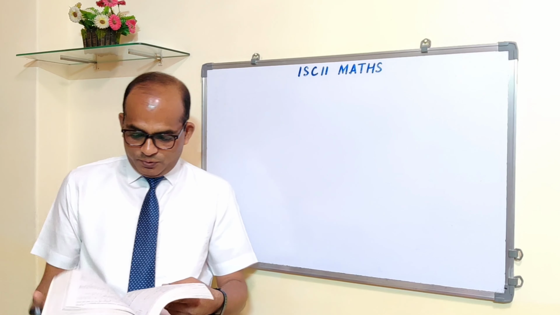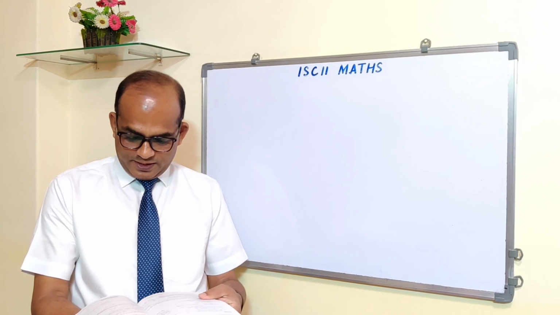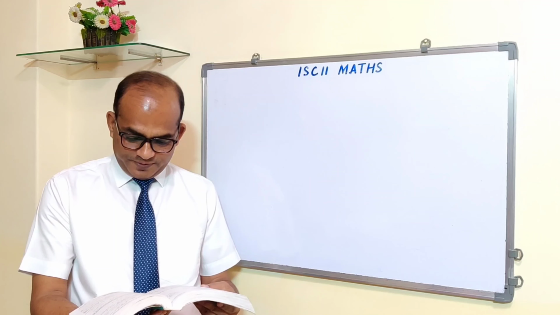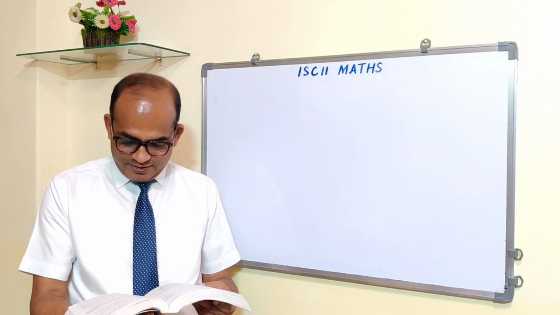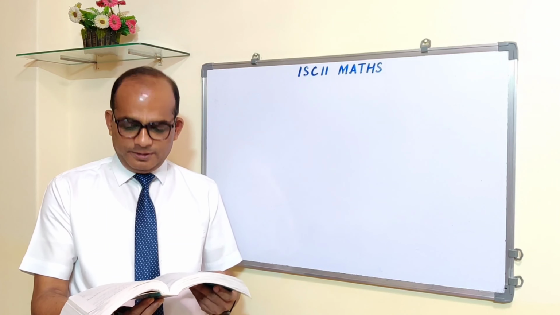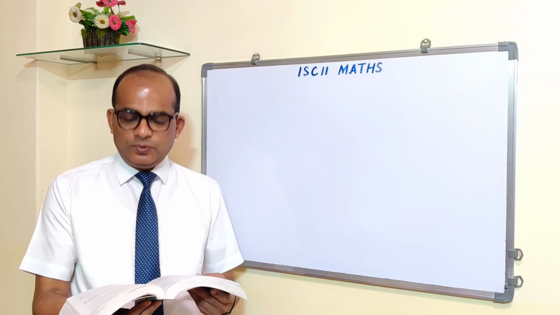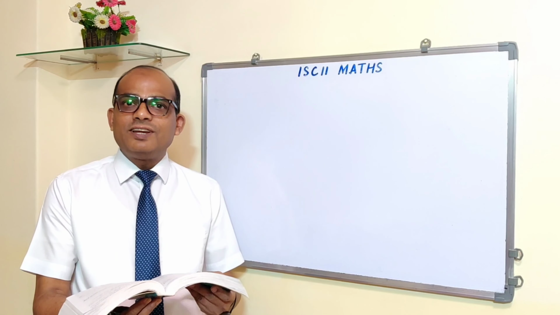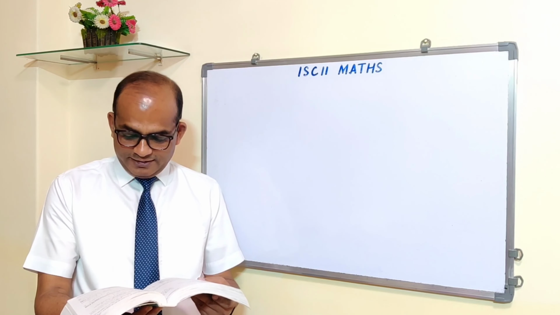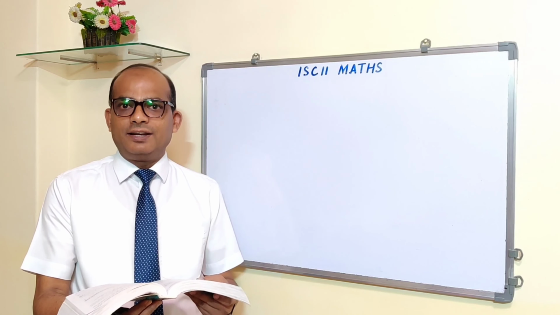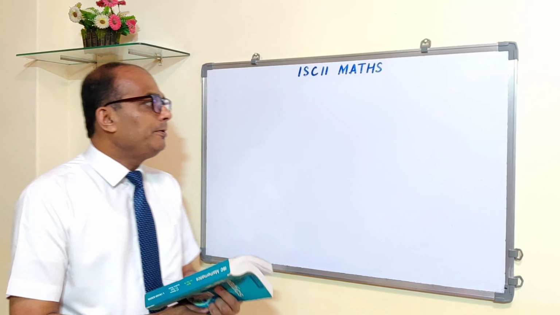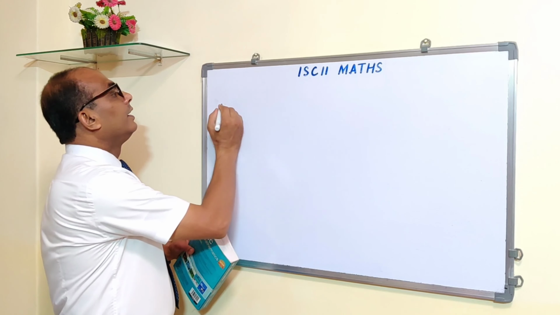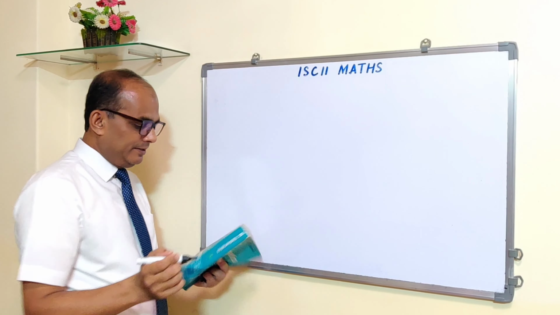The question I'm going to take is: find the distance of the point P (4, 2) from the straight line 5x minus 12y minus 9 is equal to 0. This is the question. The point is P.